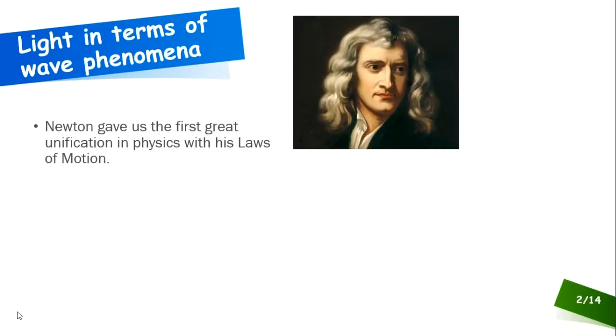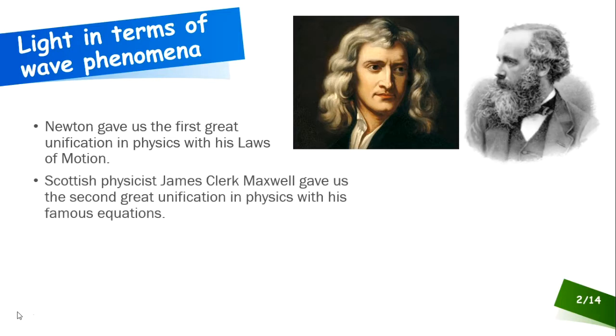So we've already been introduced to Sir Isaac Newton in our study of mechanics, and it was his work in mechanics that gave us what we call the first great unification in physics. In other words, he's trying to put together a series of laws and principles that together collectively describe our understanding of the physical world. Well, there was a second great unification that occurred in physics with a Scottish physicist named James Clerk Maxwell. And he lived in the late 19th century.